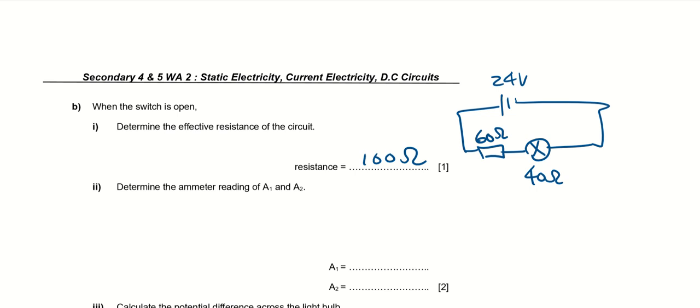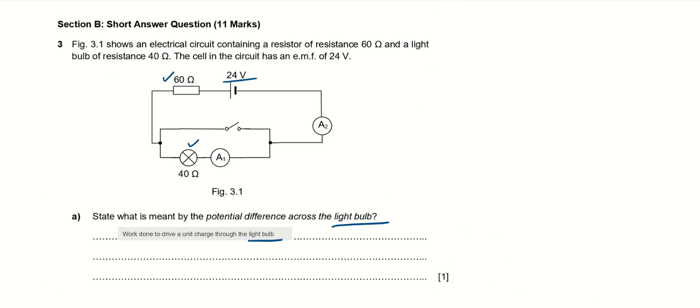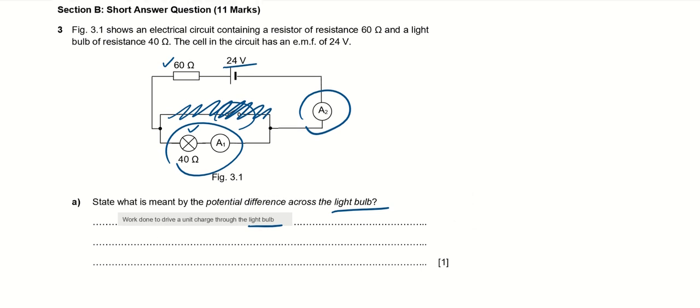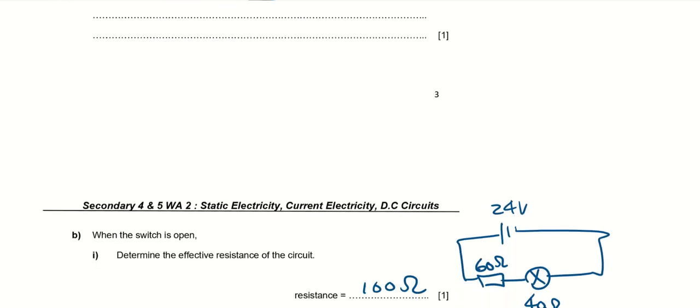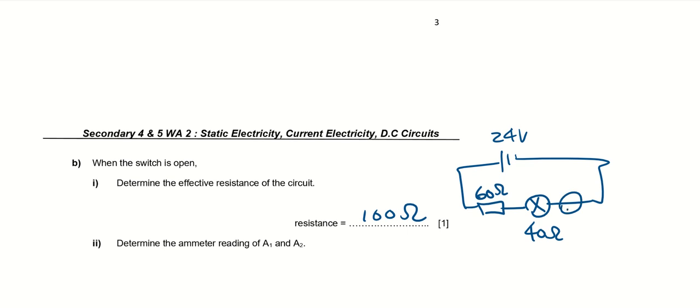What is the ammeter reading of A1 and A2? Okay, so if you recall, ammeter A1 is connected after the light bulb, and ammeter A2 is on the main branch. Okay, when we have two branches here, but because this branch is out, it is an open circuit, so current will not flow through it. So actually A1 will be here, A2 will be here.